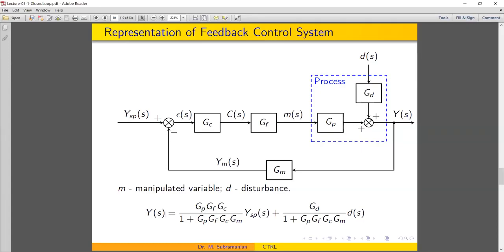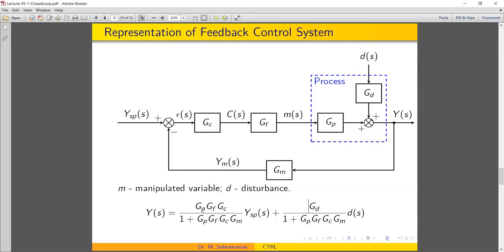There are two groups. Always what is called as a closed loop transfer function. This first group is closed loop transfer function for the set point change, and the second group is closed loop transfer function for the disturbance change. So let us see the groups here.